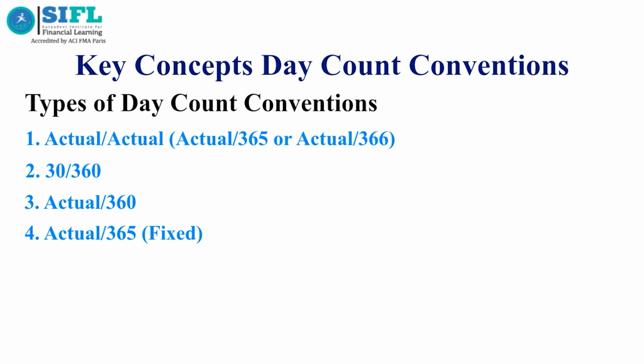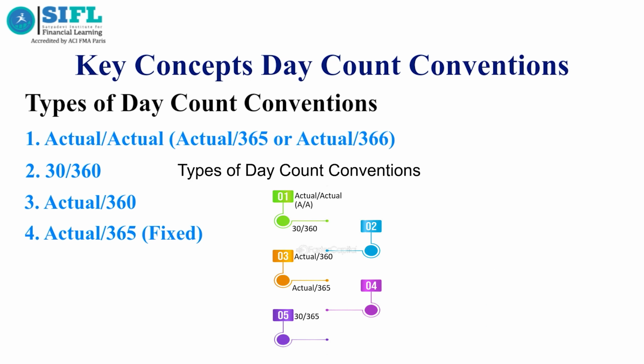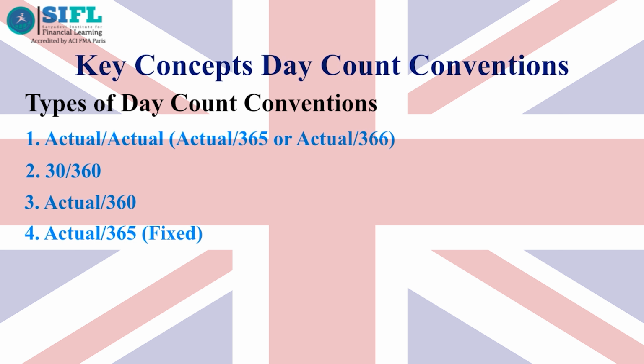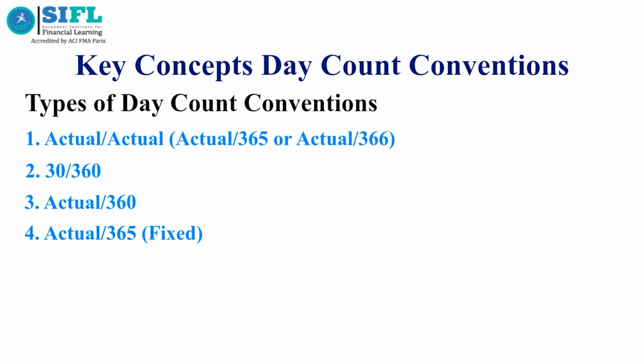4. Actual by 365 fixed. This method calculates interest based on the actual number of days in the period and a fixed 365-day year, regardless of whether it is a leap year. Commonly used in the UK for bonds and other financial products. Example: if you hold a bond for 180 days, the calculation would use 365 days in the denominator.